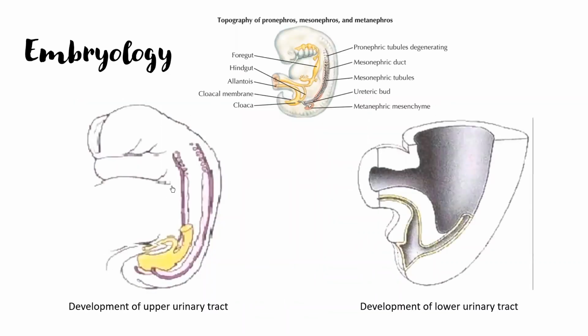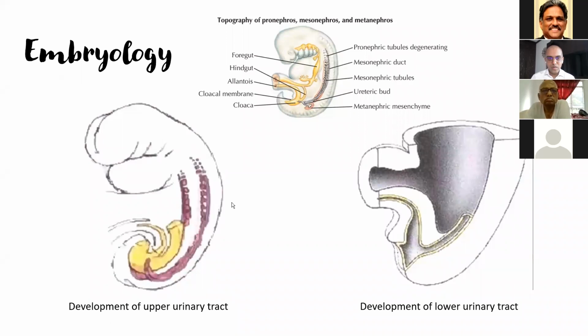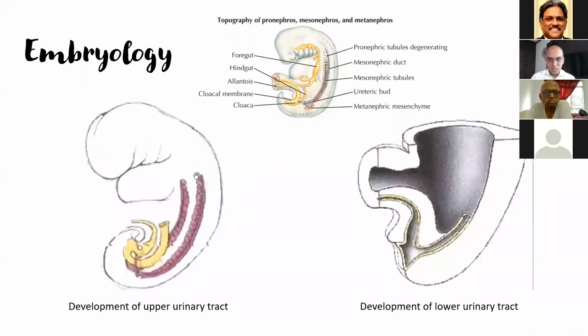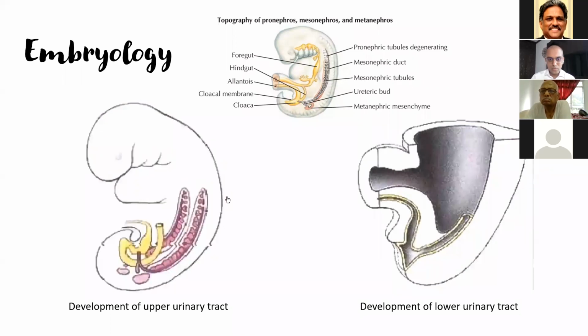This is again a simplified animation of how the embryonal development happens. This is how the initial pronephros disintegrates, and then the mesonephros forms, and then you have the ureteric bud arising from the mesonephric duct, and then your metanephros forms. Interestingly, the kidney forms in the pelvic portion, and the mesonephros becomes the gonads, which eventually descend down into the scrotum in males, and the kidney ascends up into the retroperitoneum.